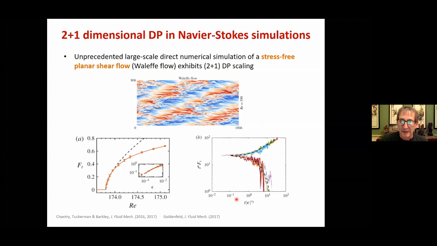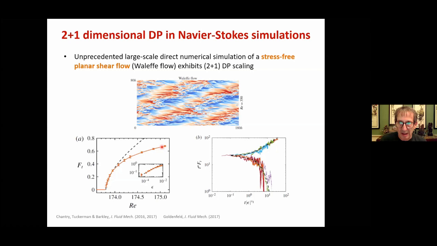If that's not enough, then Chantry, Tuckerman, and Barkley did a wonderful and absolutely huge, in both space and time, numerical simulation of Waleffe flow, a particular planar shear flow, which is pretty much something like a channel flow. And I'm not going to go into the details of that, but they also were able to measure the critical exponents of directed percolation in their simulation. Again, just solving the Navier-Stokes equations, the simulation knows nothing at all about directed percolation or predator-prey dynamics. So again, we have confirming evidence.